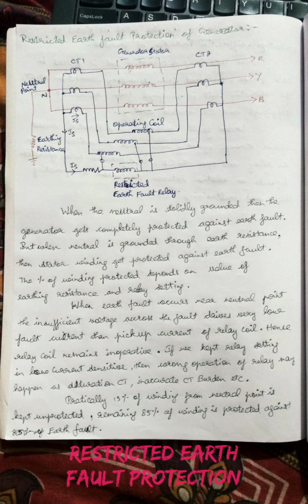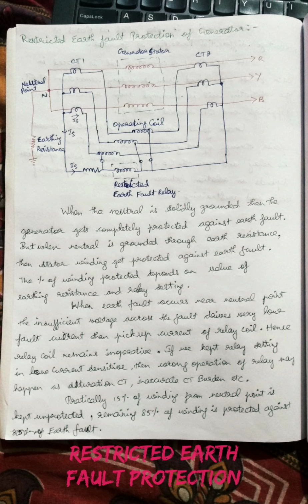So when an earth fault occurs near the neutral point, the insufficient voltage across the fault drives a very low fault current, below the pick-up current of your relay coil. Hence the relay coil remains inoperative. If we keep the relay settings at a low current value, then a wrong operation may happen due to the saturation of CTs or inaccurate burden on both of the CTs.